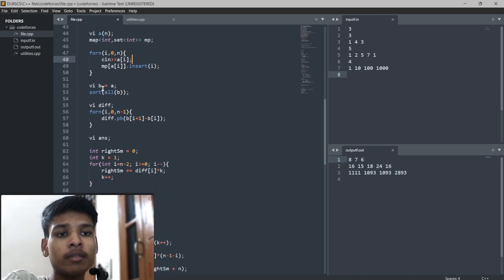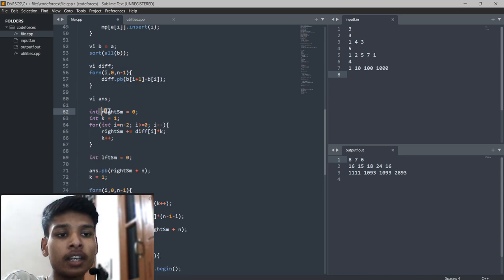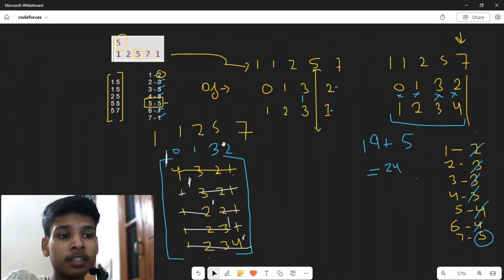I initially made an array b and sorted that array b. Now I have taken the difference between the sorted array elements. Now I am taking the right sum. What is the right sum? For example, in this case my right sum will be 2 into 1 plus 3.